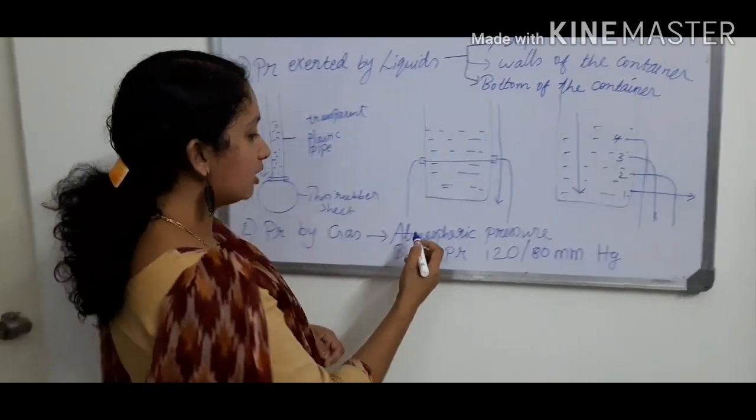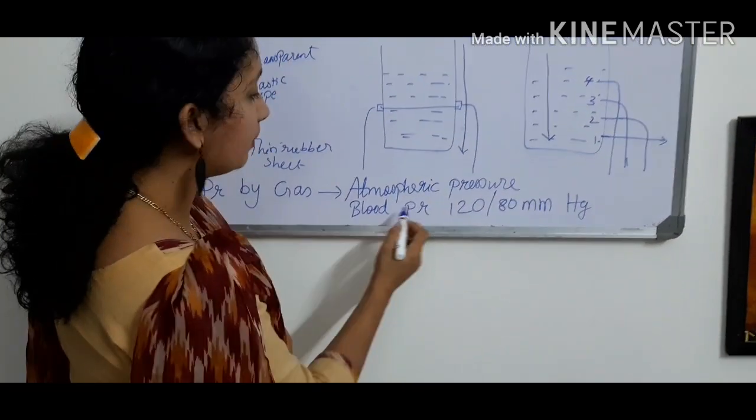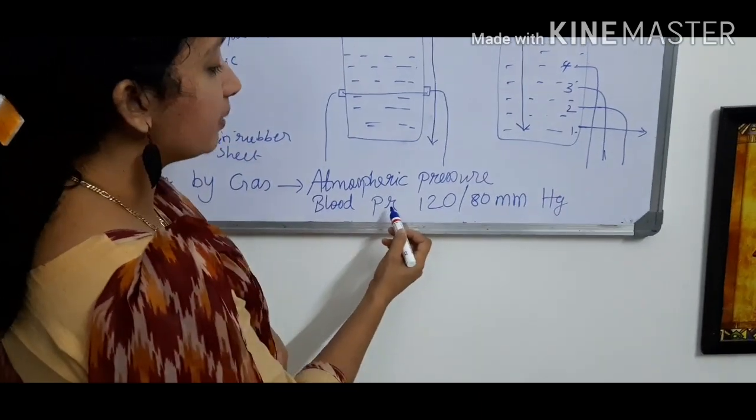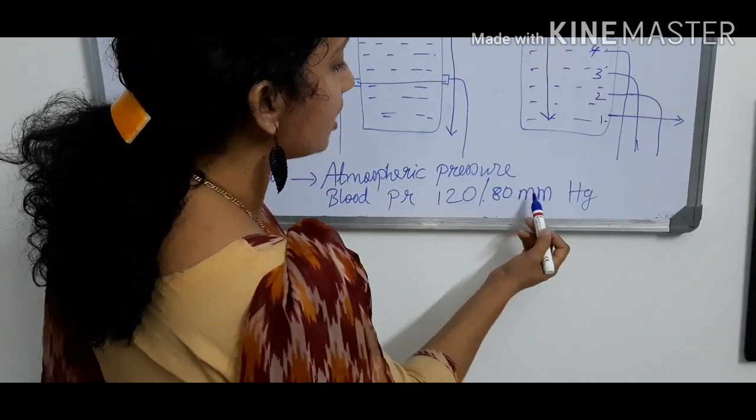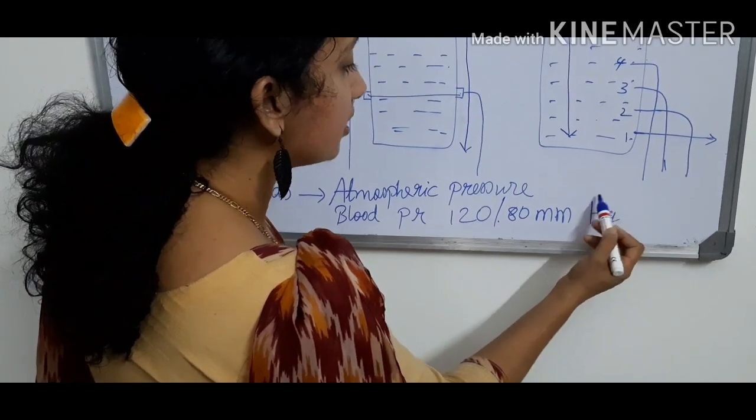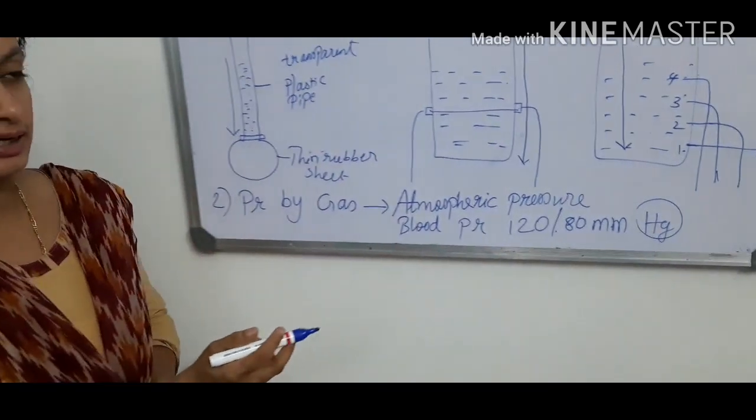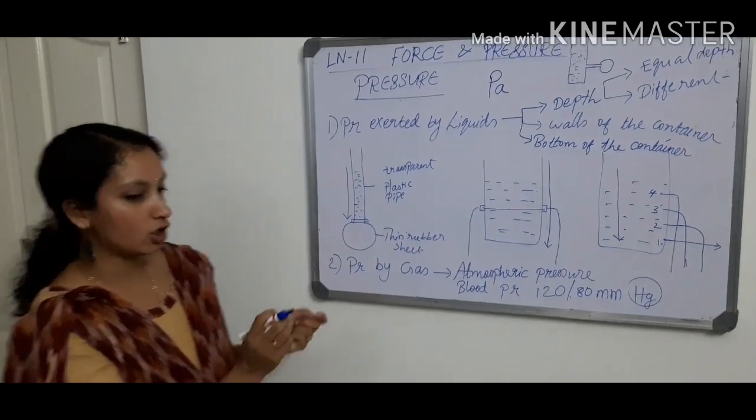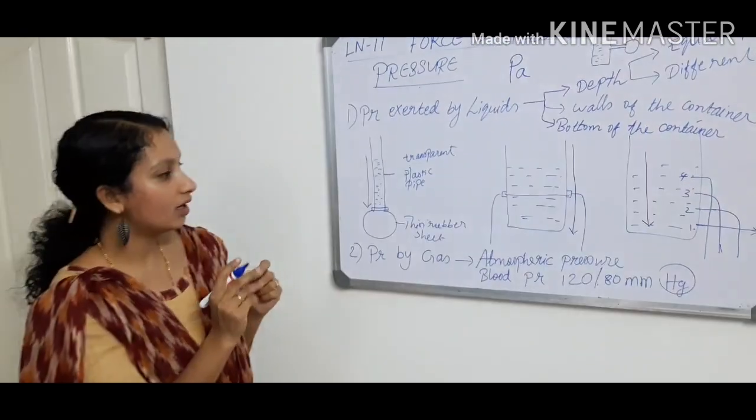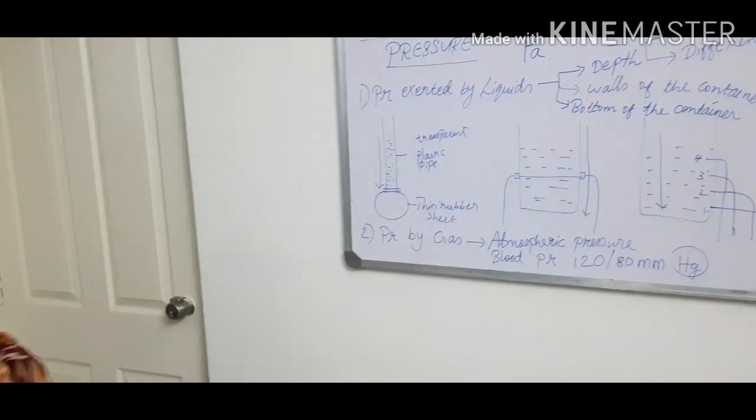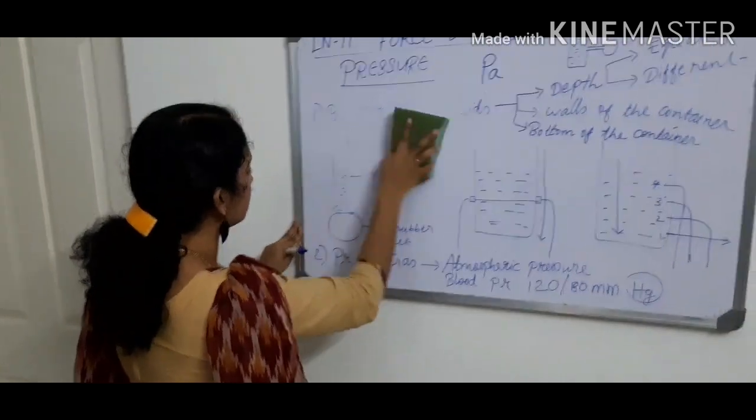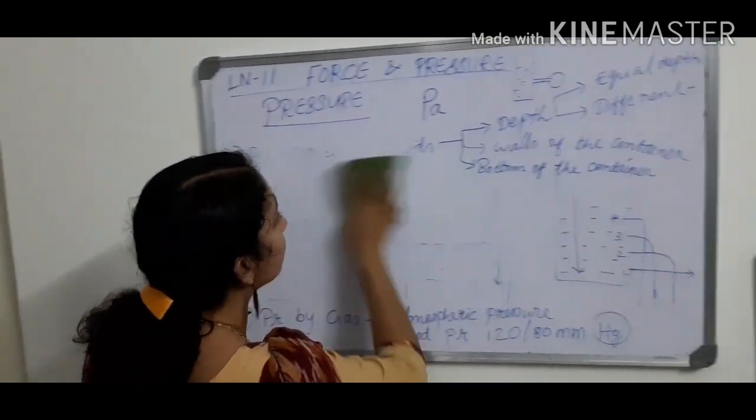So this atmospheric pressure we can relate with blood pressure. So here what is the blood pressure of a person? 120 per 80 millimeter Hg. This is symbol for mercury level. So always you can relate with this blood pressure because I will explain how this is related. I am rubbing this to draw one diagram to show.